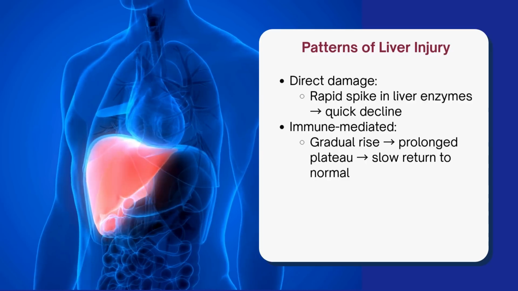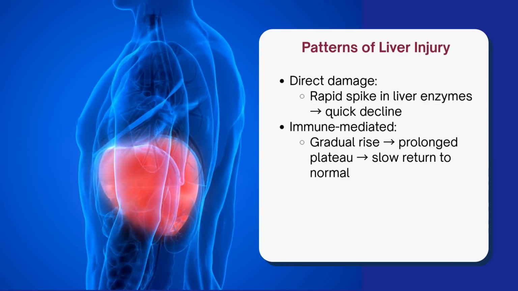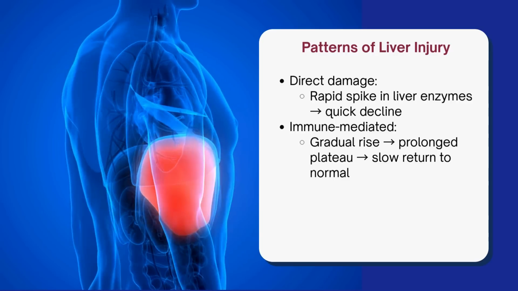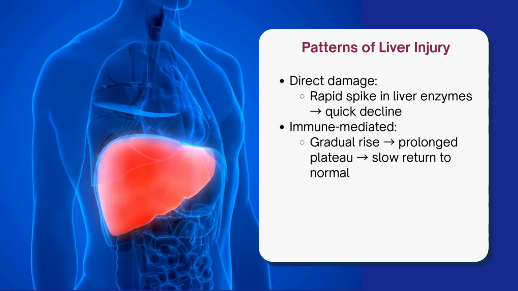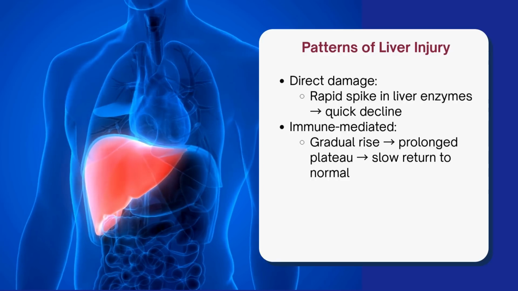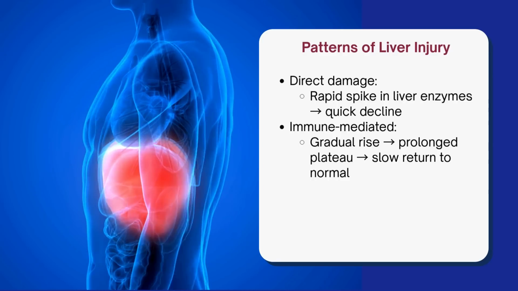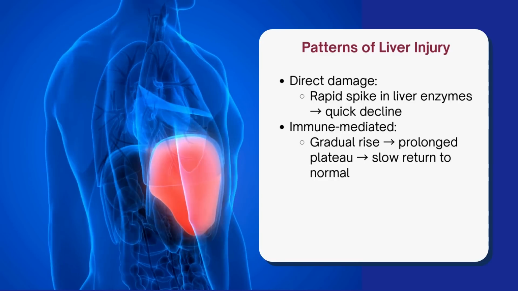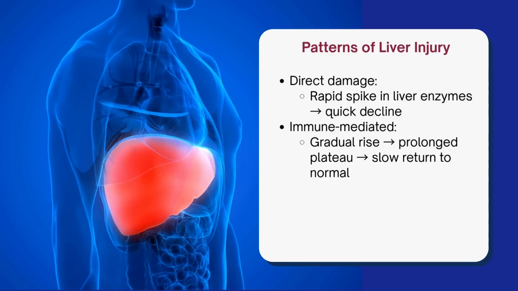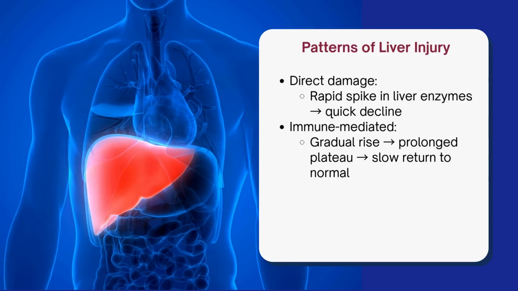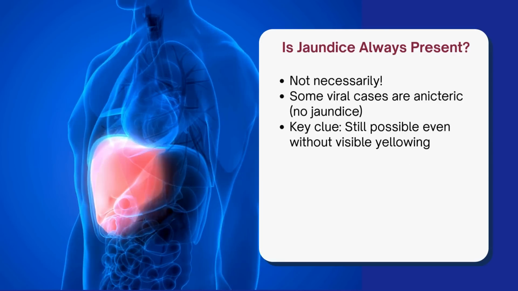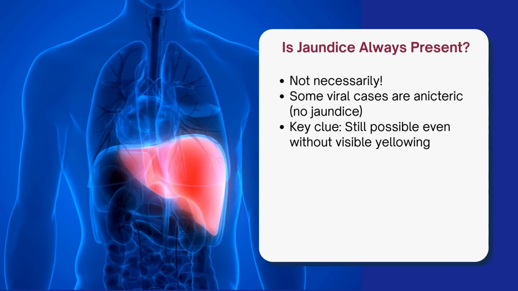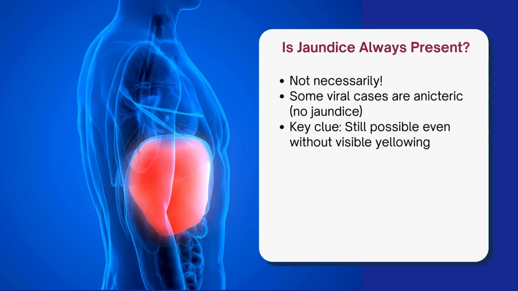Now here's where it gets interesting. The pattern of injury can differ based on the cause. If it's direct damage, liver enzymes in the blood tend to rise rapidly, and then fall quickly, following their natural half-lives. But when it's immune-mediated, like in viral or autoimmune hepatitis, the enzyme levels rise more gradually, often plateau, and take longer to return to normal. Is jaundice always present? Not necessarily. It's a key clinical clue, but many viral cases can fly under the radar without it.